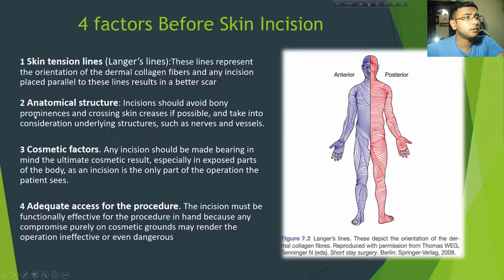Anatomical structures: the incision should avoid bony prominences. So the incision must be done in the soft tissue, not over the bony prominences. And we must be aware of the nerves and vessels underlying the skin, which are very superficial, like the superficial epigastric artery and superficial epigastric nerve plexus. Sometimes structures are prominent or proximal to the area, like the femoral artery and femoral sheath, which may lie just underneath the soft tissues. So we must be careful when making an incision in that area.